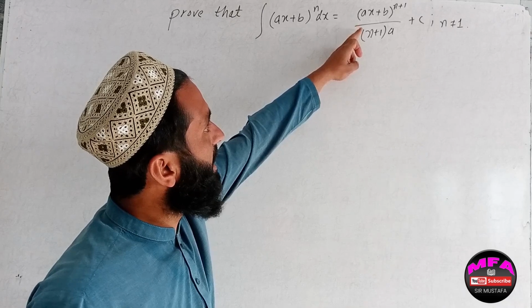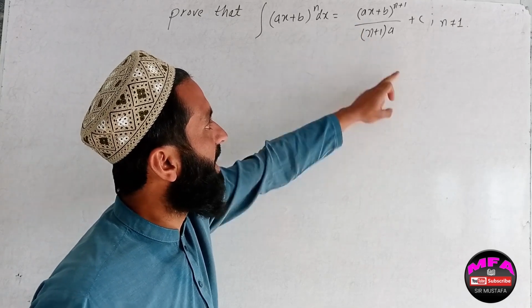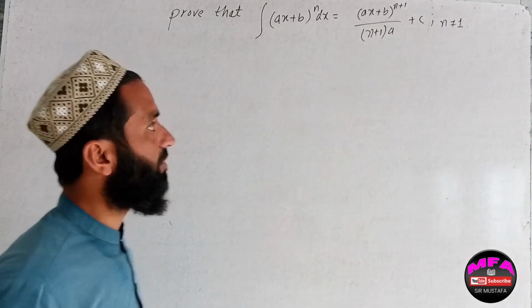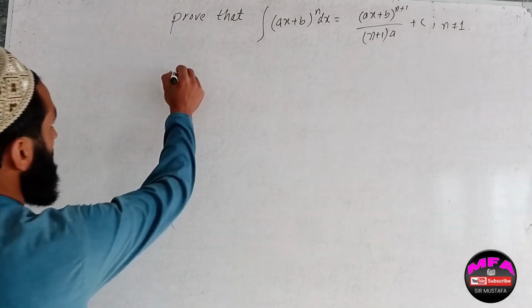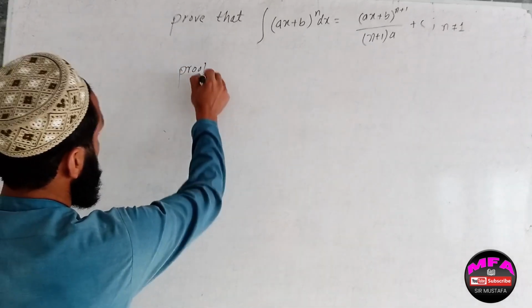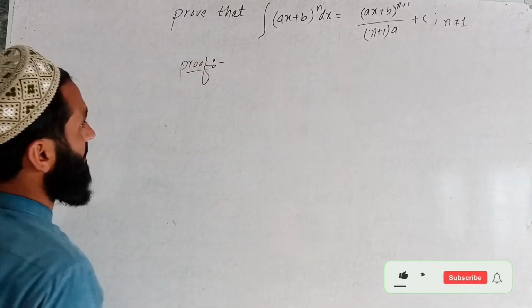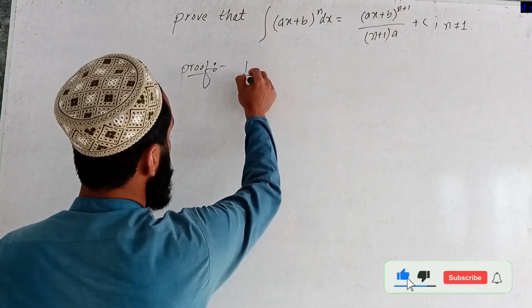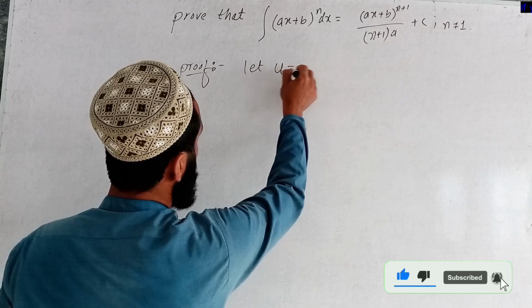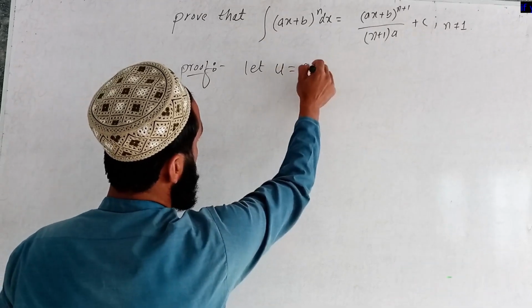Today I am going to prove that the integral of (ax + b)^n dx equals (ax + b)^(n+1) divided by (n + 1) times a, plus c, where n is not equal to 0. For this, first we suppose that u equals ax + b.